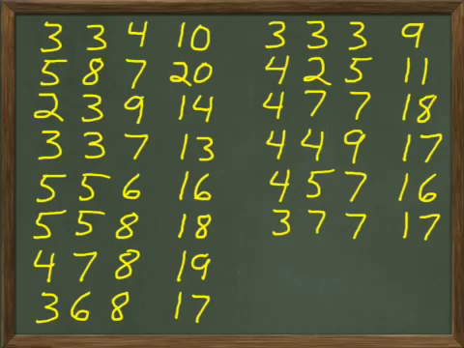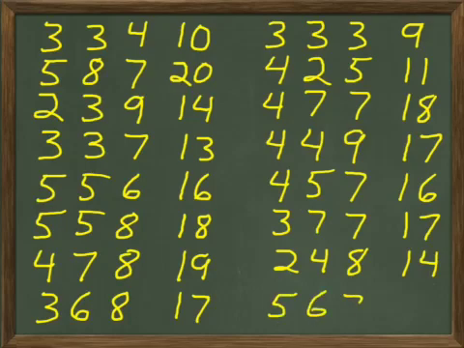Okay. 2 and 4 and 8. 2 and 4 are 6. 6 and 8 are 14. How about 5 and 6 and 7? That's what we'll do next. 5 and 6 are 11. 11 and 7 are 18.